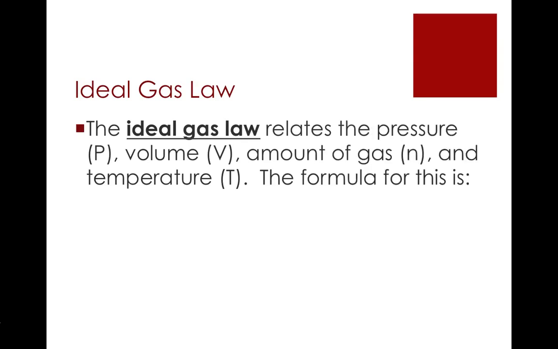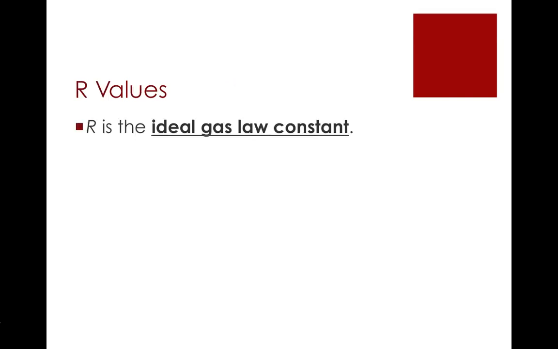I know that seems a little bit confusing, but mainly what we want to get out of this is the formula: the ideal gas law. It will relate pressure, volume, the amount of gas, and the temperature. And the formula looks like this: PV equals nRT. Now R is something new. R is the ideal gas law constant. It is a constant. Its value is always the same.